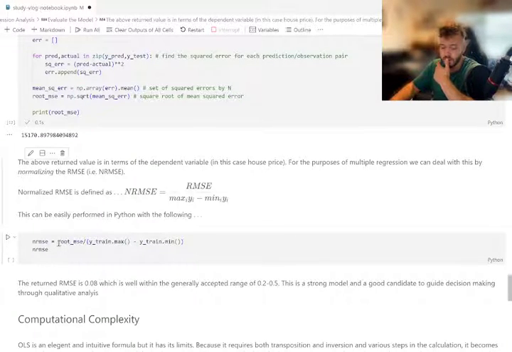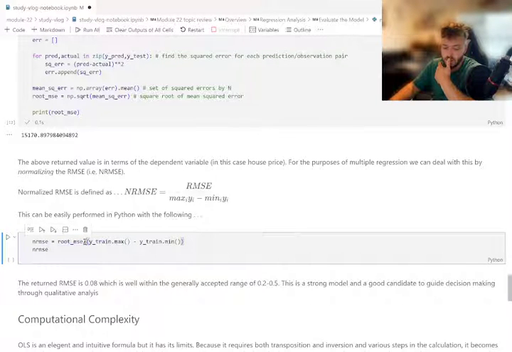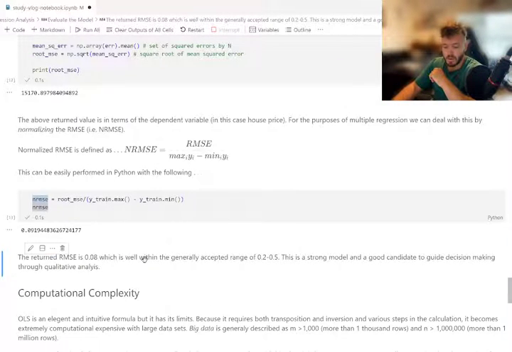So we take our root mean squared error, which we've already calculated, and then we get the difference between the maximum of our training target sample and the minimum of our training target sample, and we divide the root mean squared error by that, and that gives us our normalized root mean squared error, which when I wrote this notebook last time was 0.08, now it's 0.09, because I thought I set the random seed.